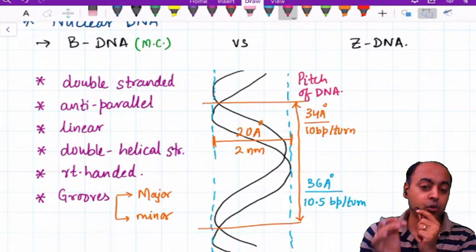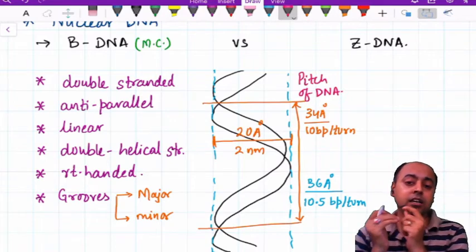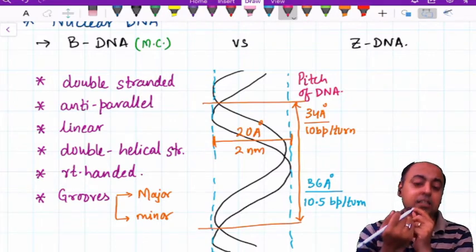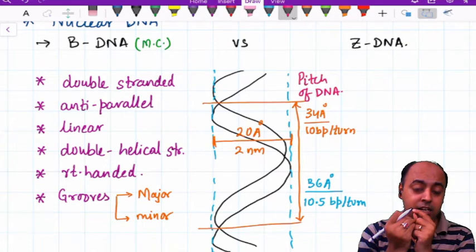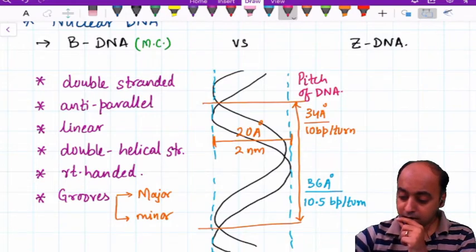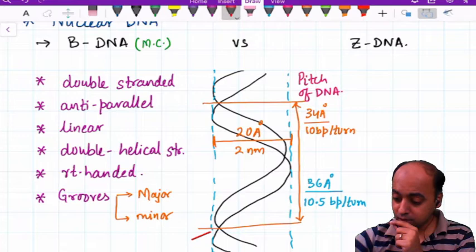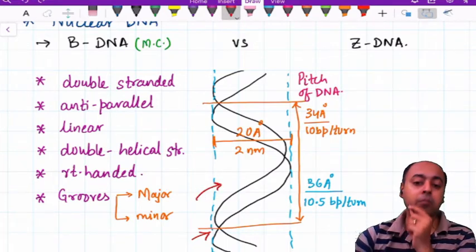So these are the points about the B form DNA. It is double stranded, it is anti-parallel, the structure is linear, and it shows the arrangement of the double helix, and the helices are right-handed. And finally we find the grooves, the major and the minor grooves, which you can see here.